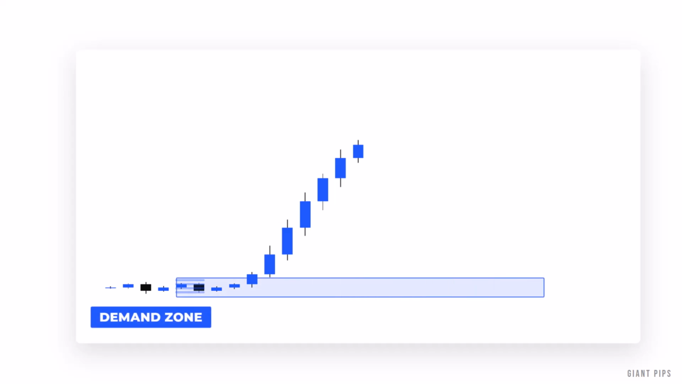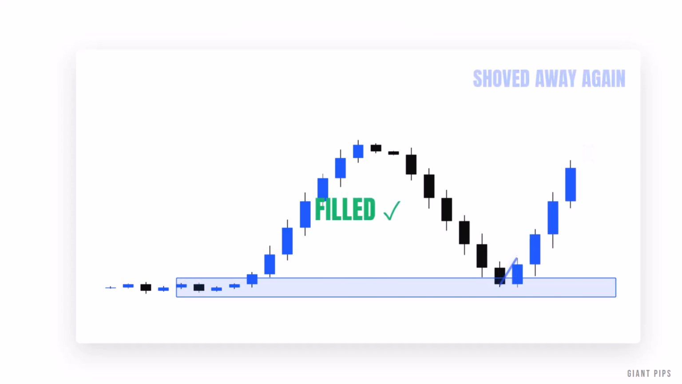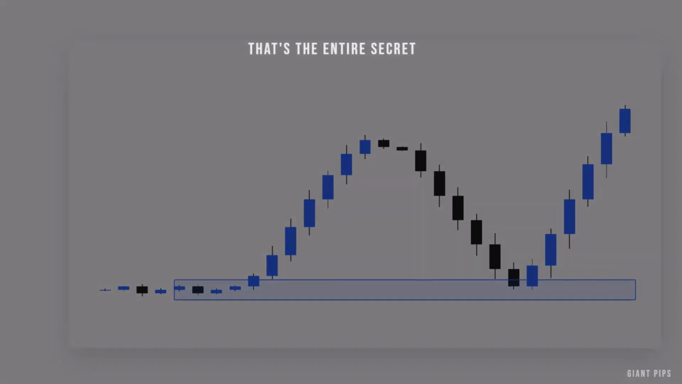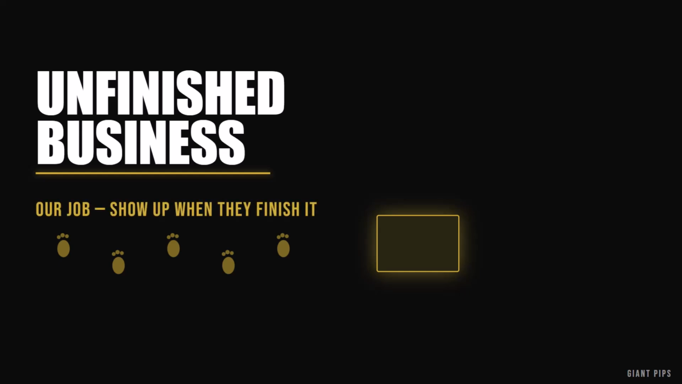That leftover interest is what creates a zone. So when price eventually comes back down to that area, those remaining orders are still sitting there waiting, and they get filled, which shoves price away all over again. That's the entire secret right there. A supply or demand zone is nothing more than an area where big money left business unfinished. And our whole job, the entire strategy, is just to show up when they come back to finish it.